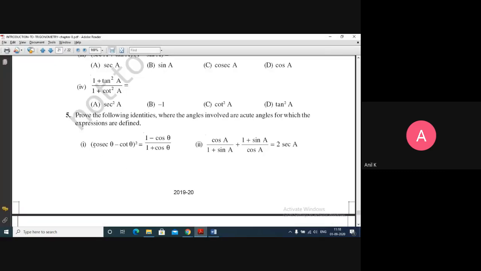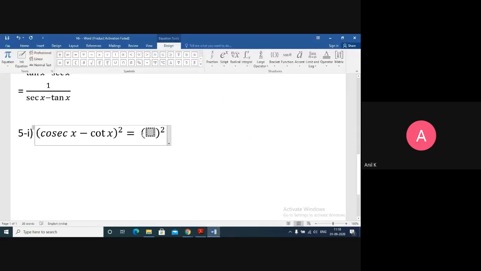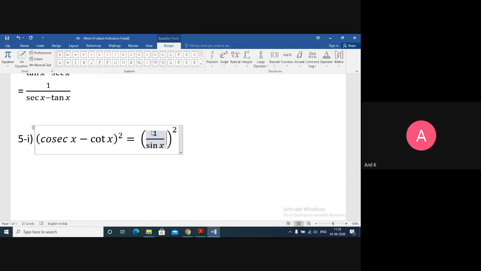If you look into the question, the LHS is in cosec and cot, and your RHS is in terms of cos. So cosec and cot are converted into sine and cos. First, cosec x I can write as 1 upon sine x. I think everybody remembers this relation. And cot x you can write as cos x upon sine x, whole square. Everybody agree with this conversion?